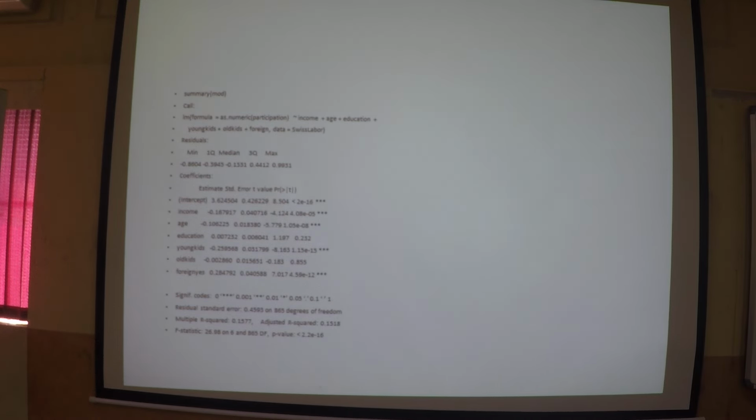See, what we do is we have the unrestricted model and the restricted model. The restricted model is where income, age, education, young kids, old kids, foreign, yes, all these coefficients are equal to 0. So y i is simply equal to alpha plus e i. The conditional mean of y i is constant, alpha, and doesn't depend upon any other variables. Each individual value is alpha plus some gap, which is e i. That is the restricted model. The unrestricted model is this full model.